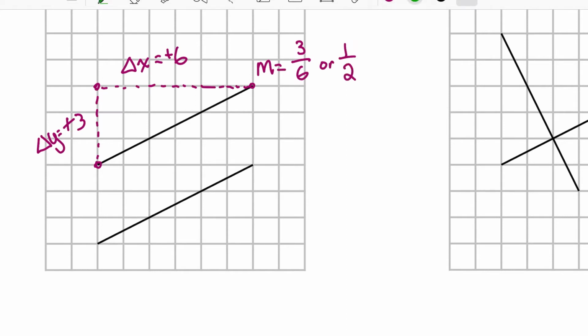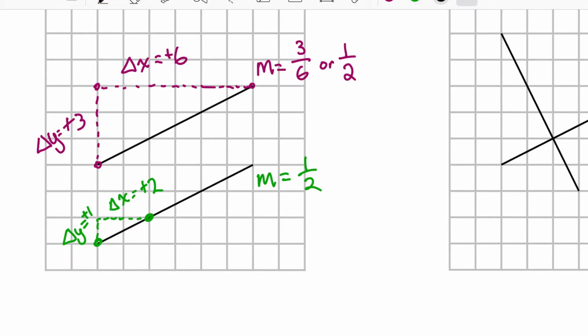Now let's look at this line that's parallel. Do the same thing. Now I don't have to choose those points. I can choose this point right here because it's closer, but it's right at a proper intersecting point. And our delta y is equal to plus 1, and our delta x, or run, is equal to plus 2. So our slope of this line is equal to 1 over 2.